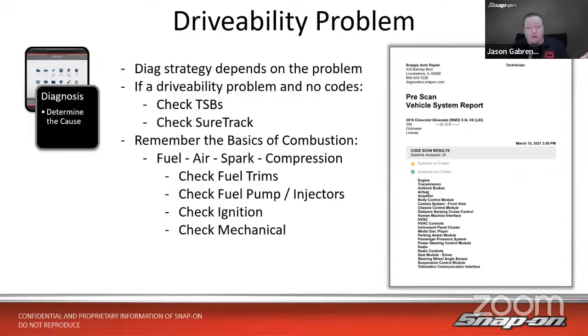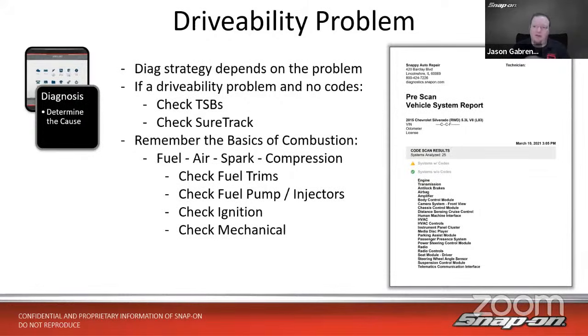If you do have a code, there's a whole other diagnostic strategy that you'd use, and you need to gather even more information in that way. Also, remember the basics. Never forget the basics. So we need to have fuel. When it's a drivability problem anyway, we need to have fuel, air, spark, and compression. If we're missing one of those or one of those is off, we will have a drivability problem.